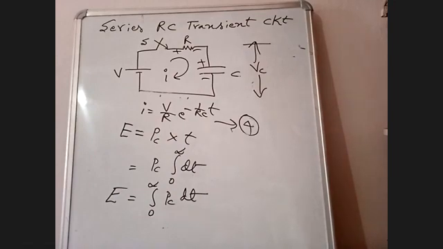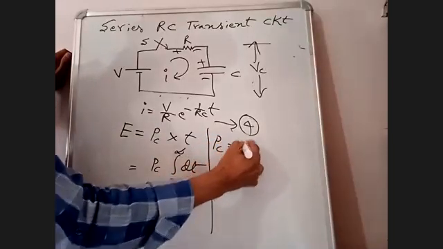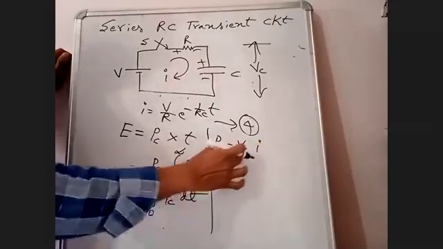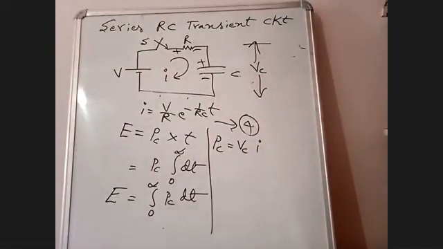Now if you want the energy, I want PC, the power in the capacitor. I will determine the power in the capacitor. Current multiplied by voltage is nothing but power. In series, the current will be the same. Whatever current is flowing in the resistor, the same current will flow in the capacitor also. Therefore, power in the capacitor is the voltage across the capacitor multiplied by current.